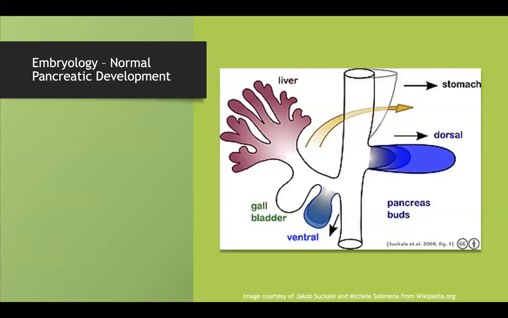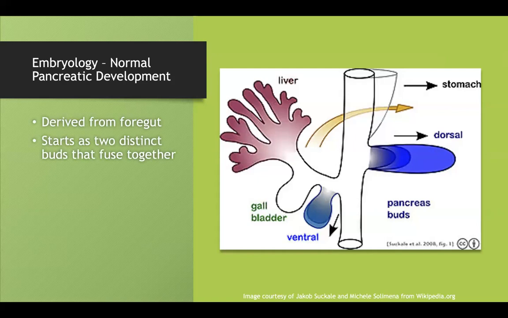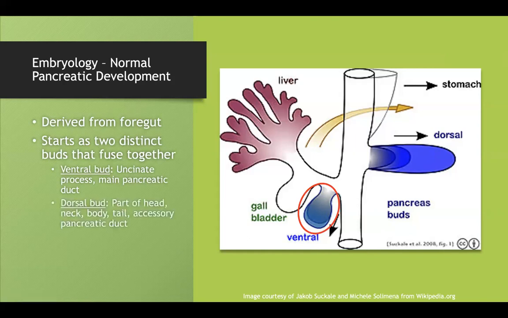So starting with normal pancreatic development, the pancreas is derived from your foregut, and it starts as two distinct buds. These buds are in completely different locations, and then they'll end up fusing. You can see we have a ventral bud here, and we have a dorsal bud here. Our ventral bud will end up giving rise to our uncinate process and our main pancreatic duct, whereas our dorsal bud will be the other part of the head of the pancreas, as well as the neck, body, tail, and accessory pancreatic duct.